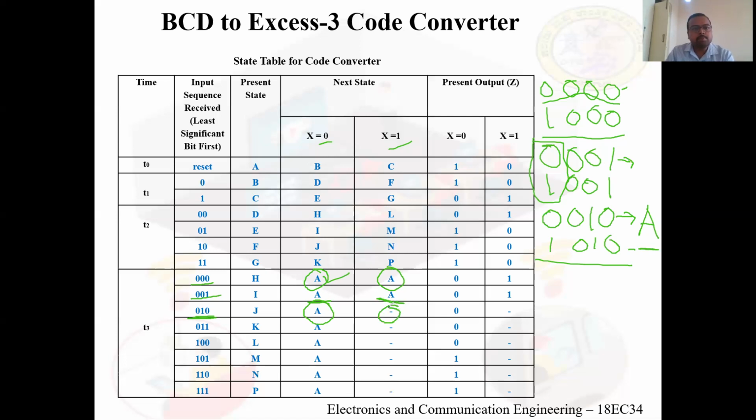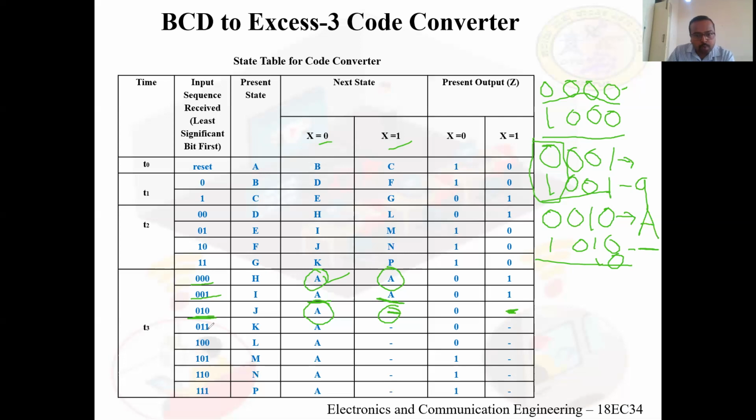Because since it is BCD to XS3 code conversion, it is only from 0 to 9. Right? This is 9. And this is nothing but 10 here. 1, 0, 1, 0 is nothing but, for 8, 4, 2, 1, 8 plus 2 is 10. This is number 10, so 10 to 15 is a don't care condition. That's the reason we put a dash here, so the output is also correspondingly written as a dash. Dash is nothing but don't care.